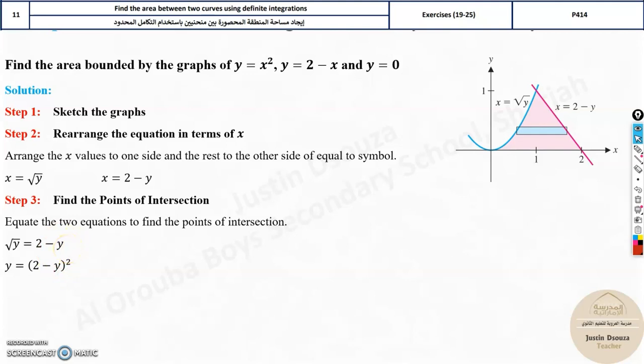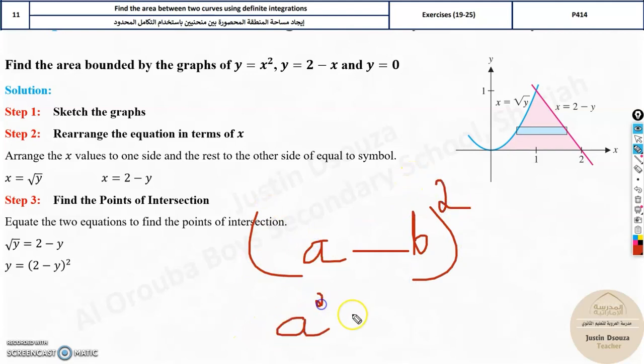Now, when you have y equals 2 minus y the whole square, how do you simplify this? I'll just write over here, a minus b the whole square. That is a square minus 2ab plus b square. I hope you remember this identity. You must remember this identity. It is a minus b the whole square identity.